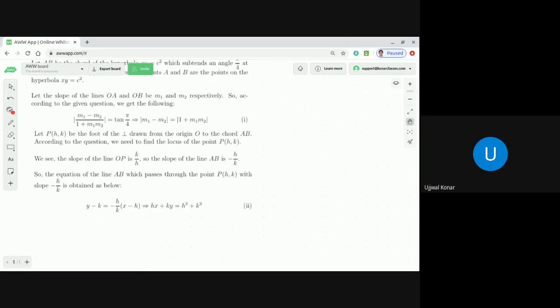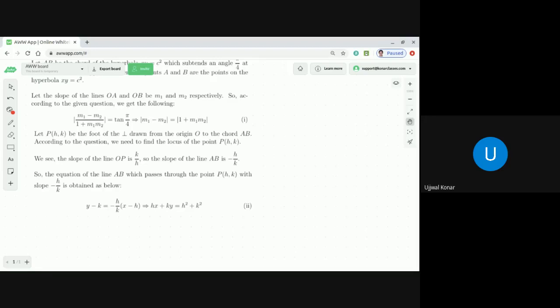Now the slope of the line OP is equal to k by h, obviously, because O is the origin having coordinates (0, 0) and P is a point having coordinates (h, k). The slope of the line OP is y2 minus y1 by x2 minus x1, that means k minus 0 by h minus 0, that is k by h. So the slope of the line AB should definitely be minus h by k, because the straight lines OP and AB are perpendicular to each other, so the product of their slopes should be equal to minus 1. Hence, if the slope of OP is k by h, the slope of AB should be minus h by k.